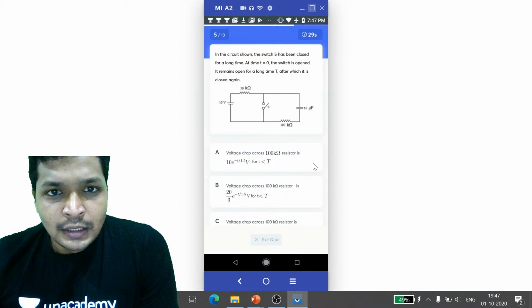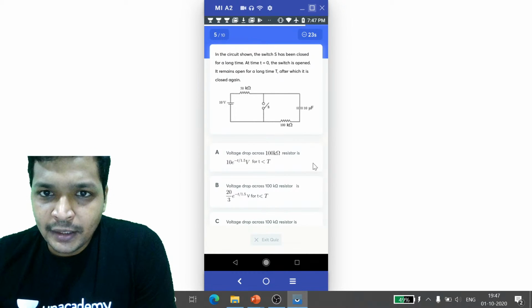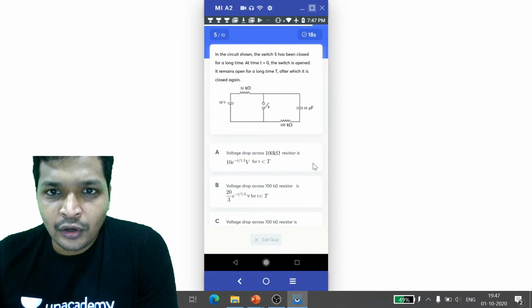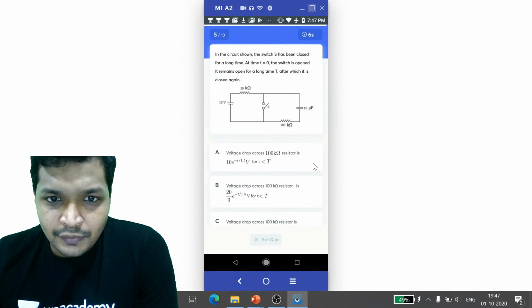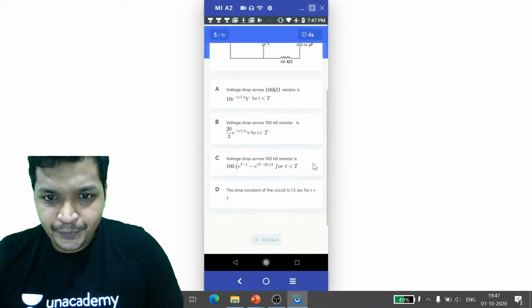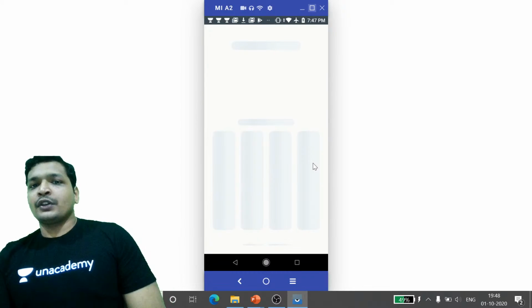So yes, in the circuit shown, the switch S has been closed for a very long time. At time t equal to 0, the switch is opened. So initially you charge the capacitor, then you open the switch, it remains open for a long time, after which it is closed again. Then which of the following is true?